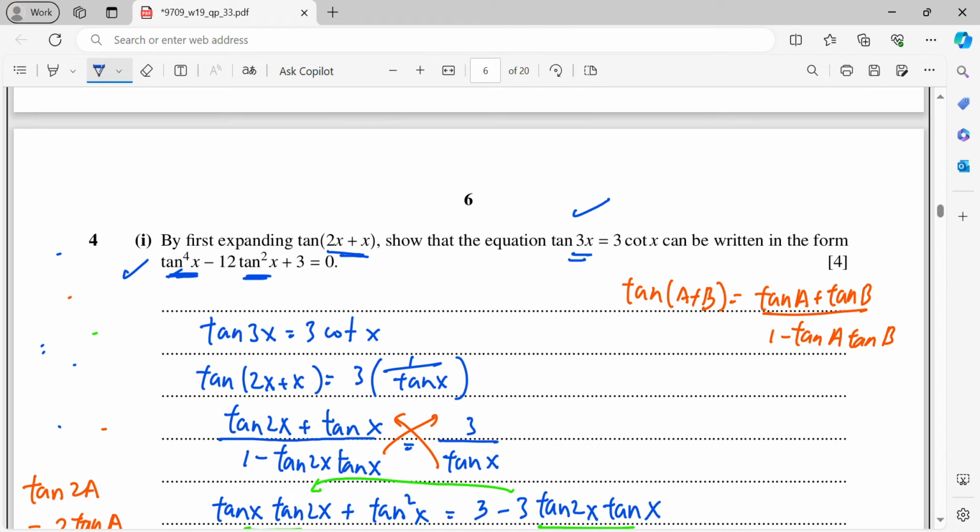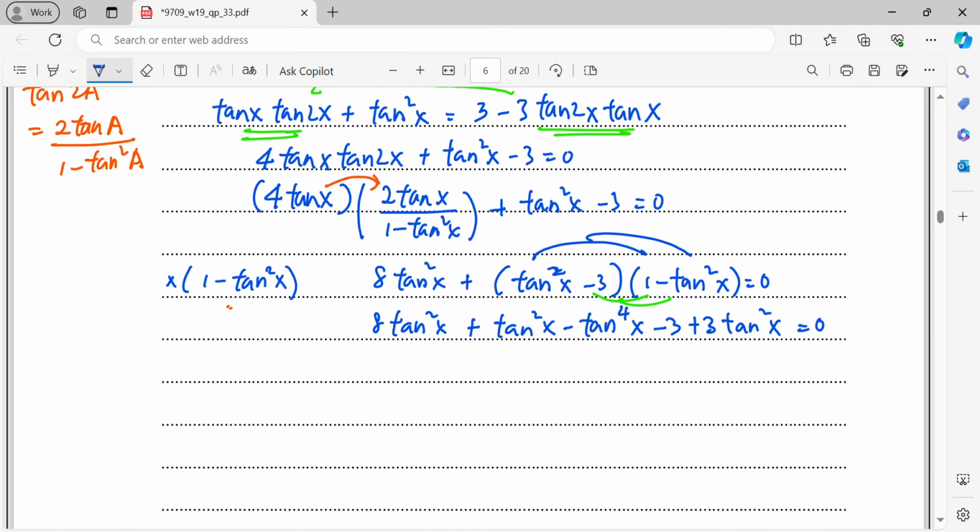Okay, look at the question here. You need to get tangent degree 4x as a first term. So here I rearrange first, right? So from here, this is negative tangent degree 4x, and then followed by 8 tangent squared plus 3 tangent squared, means that plus 11 tangent squared, then plus one more tangent squared, that is plus 12 tangent squared x, and then minus 3 equals to 0.